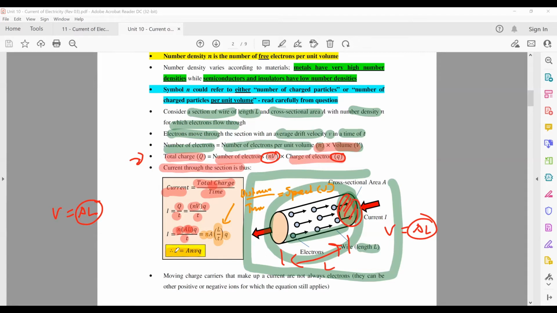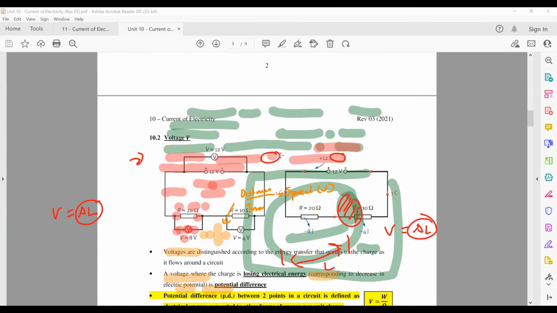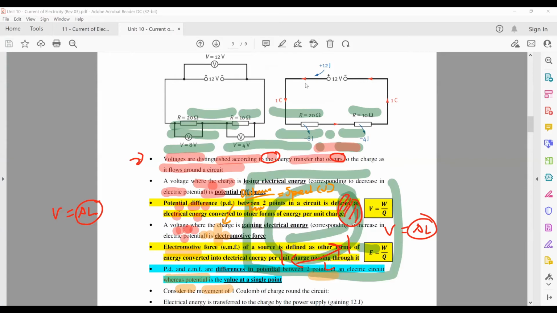Now this equation applies to all charge carriers that form a current. It's not just applicable to electrons. It can be any other charge carriers that move. It could be other positive and negative ions also. All right? So it doesn't apply only to electrons. It applies to other charges too, positive or negative, right? So this one is for current.